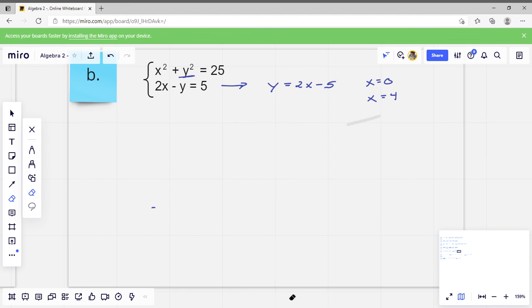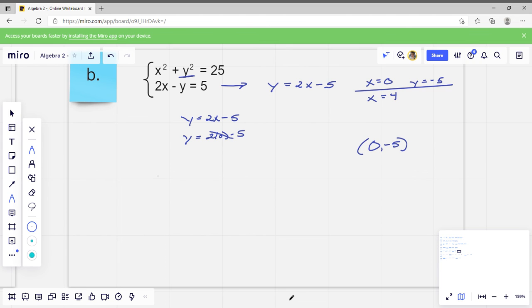I'm going to plug them back into that modified form of equation 2. So y equals 2x minus 5. The first x is 0, so y equals 2 times 0 minus 5. That's just going to be negative 5, so y equals negative 5. And I have to make sure I put those two together. So I would have 0, negative 5.